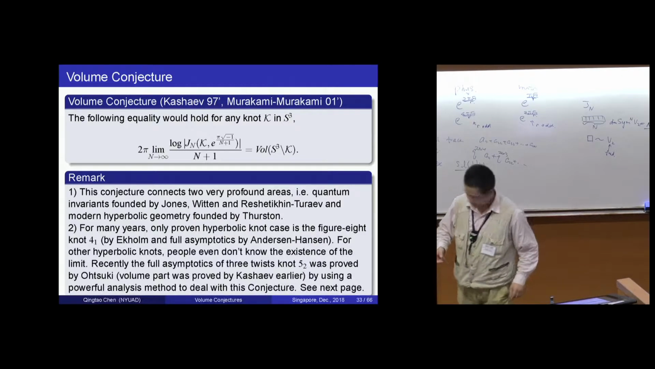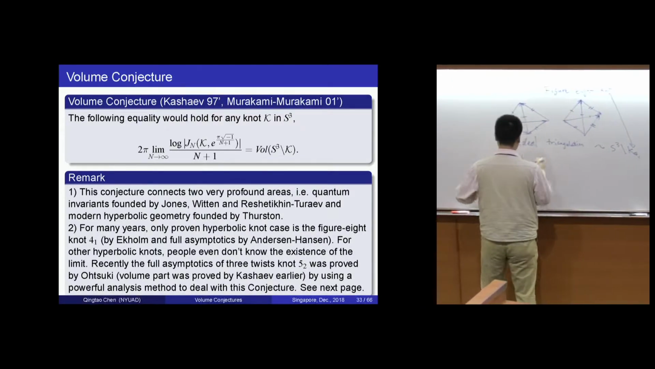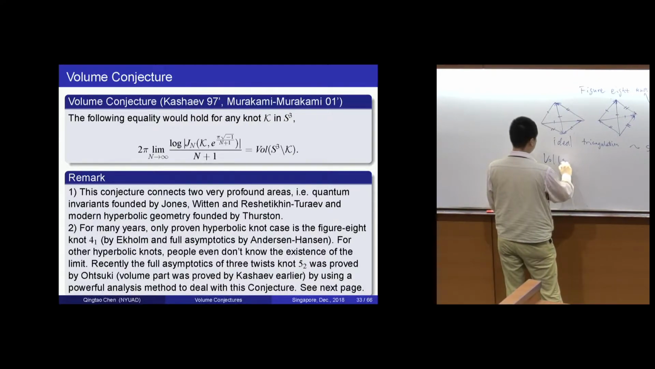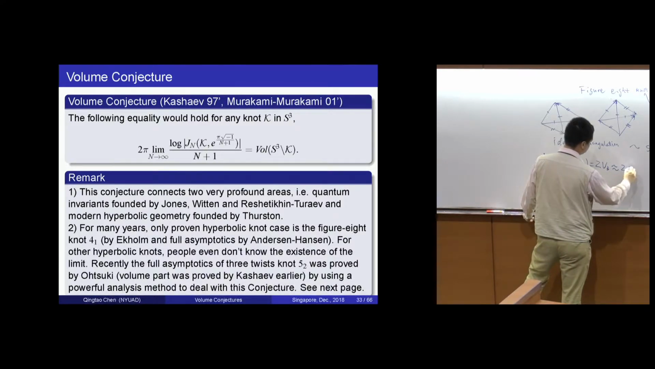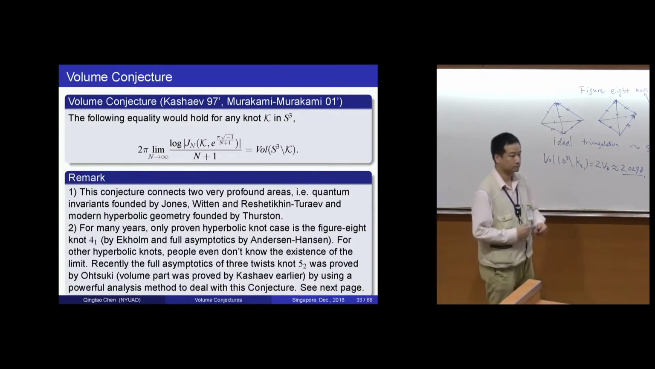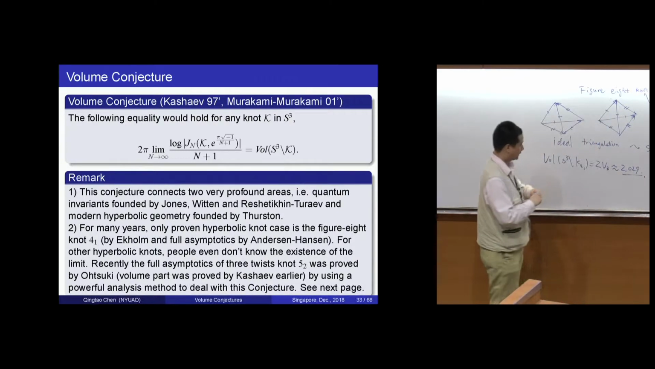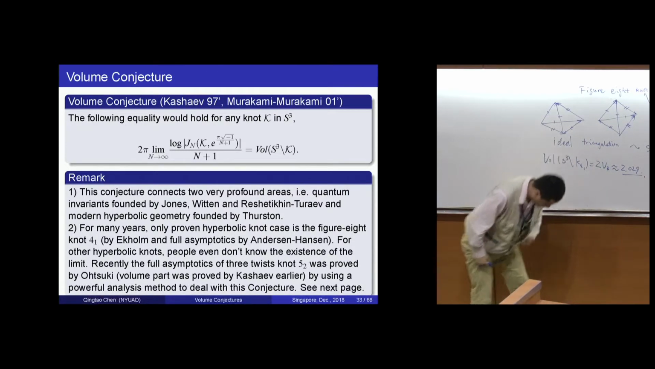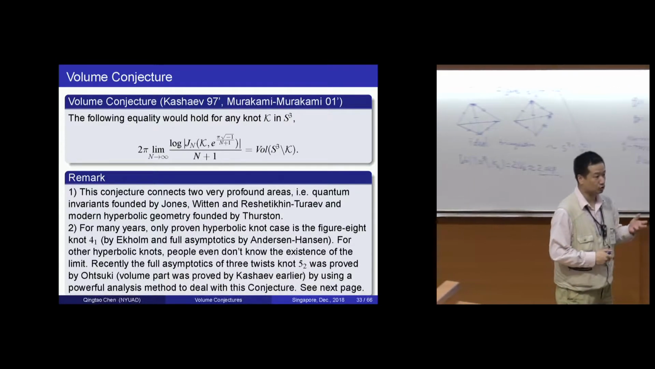And then for this figure 8 knot, the volume of S3 minus K41 is about equal to 2V3, like this number. The V3 is the quotient of the hyperbolic volume and the Gromov norm.